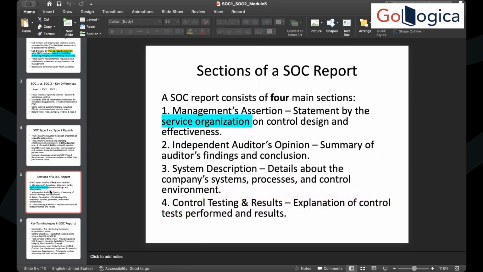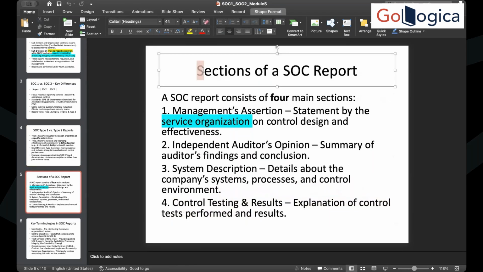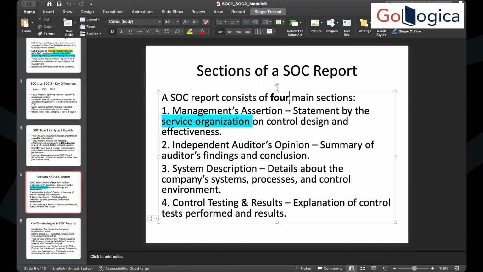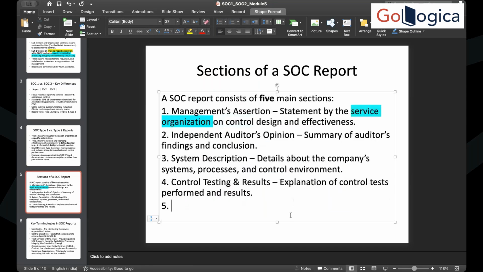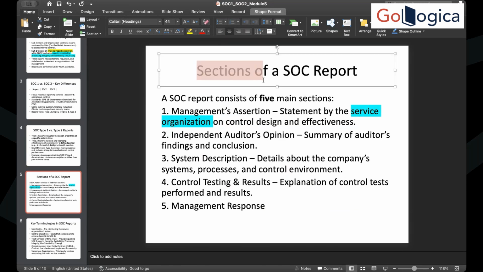Okay. Now, sections of a SOC report. So there are four sections in a SOC report. I'll cover that. But for a few reports, we have five sections as well. Actually, there are five only. I'll add that one more point. So the fifth is management response. So these sections remain the same for both SOC 1 and SOC 2.